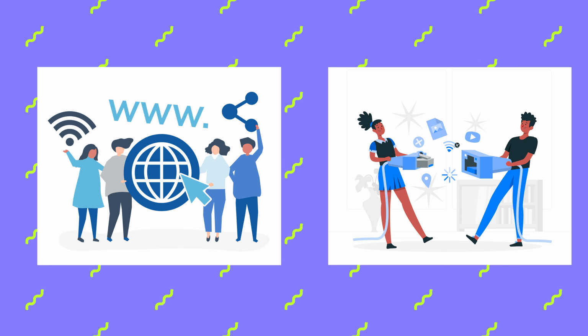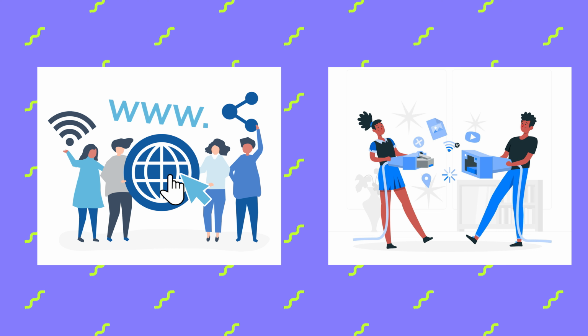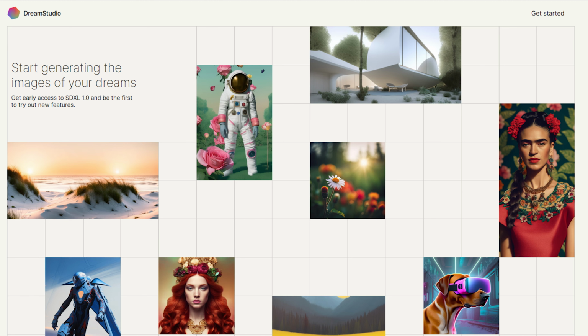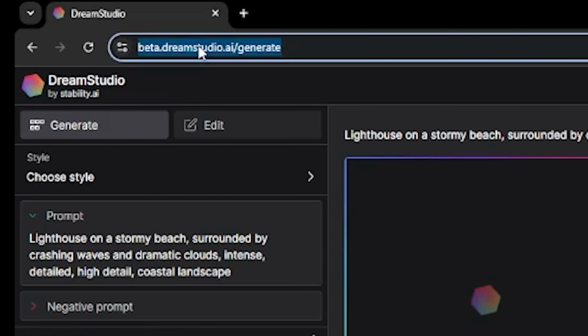So let's start with the online options. You mentioned two popular choices, Dream Studio and Hugging Face. What makes each of them unique? Well, Dream Studio was created by Stability AI, the folks behind Stable Diffusion. It's designed to be super user-friendly, with a very clean and intuitive interface. And it can generate images really fast, sometimes in just a few seconds.